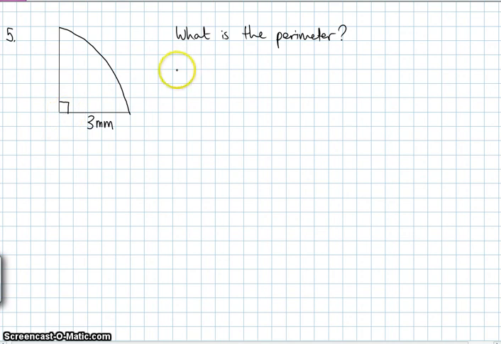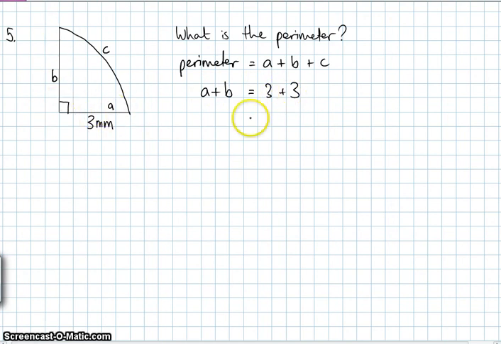So, first of all, let's label them. Let's say that this side is A, this side is B, this side is C. So, the perimeter equals A plus B plus C. Now, we know A and B. A plus B is just 3 plus 3, because of course these two sides are both the radius, so they're exactly the same. So that's 6 millimeters.